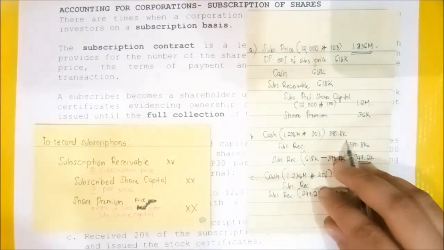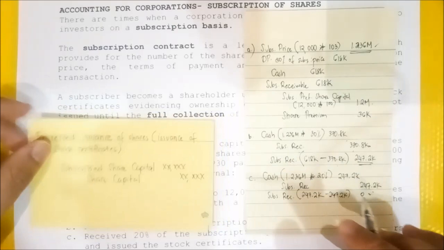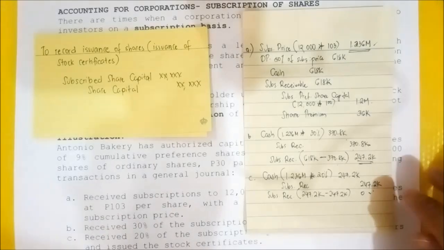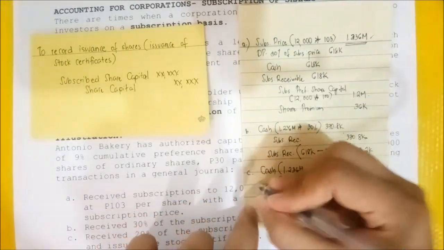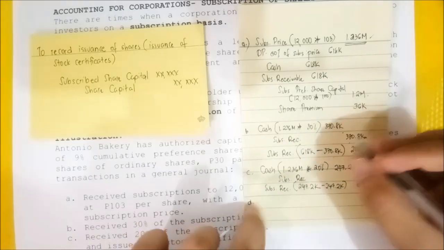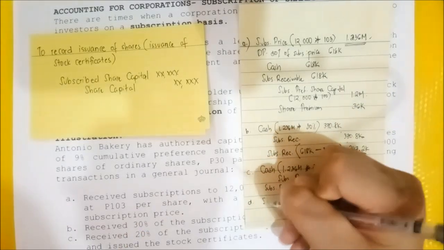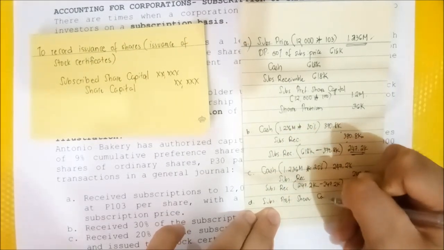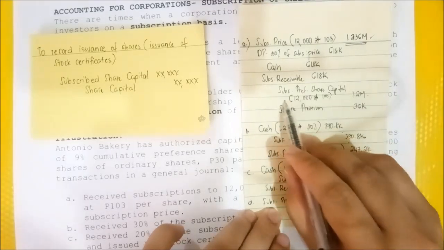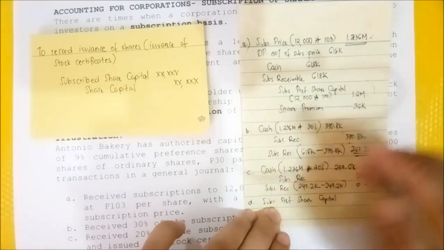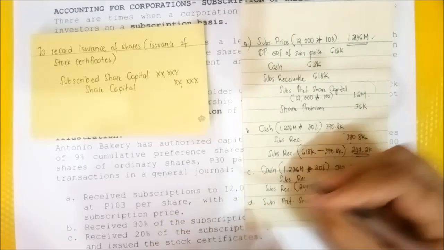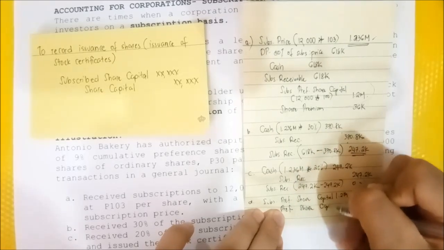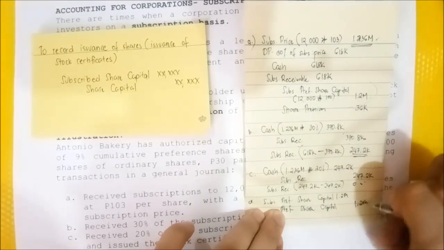So, to record issuance of shares or issuance of stock certificates, debit the subscribed share capital, credit share capital account. Okay, letter D. Debit, subscribed preference share capital. At what amount? E di yung dun sa entry natin kanina, ito, yung 1.2 million pesos. Credit, preference share capital, 1.2 million pesos.